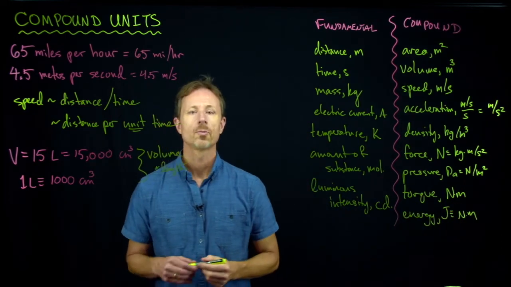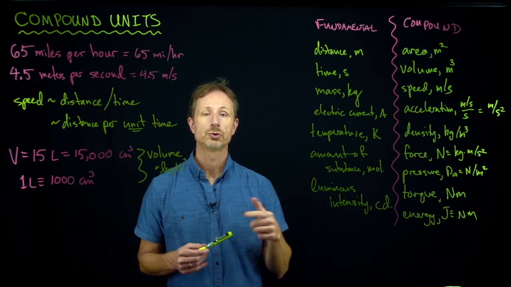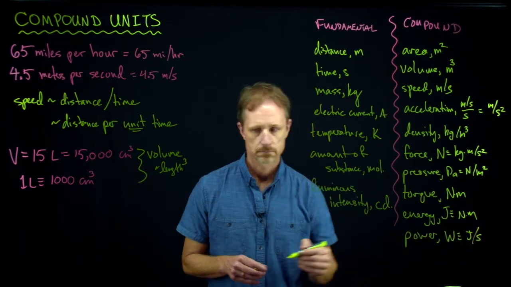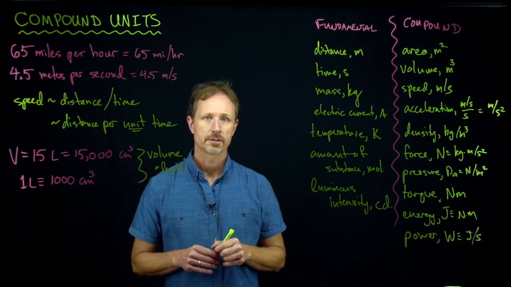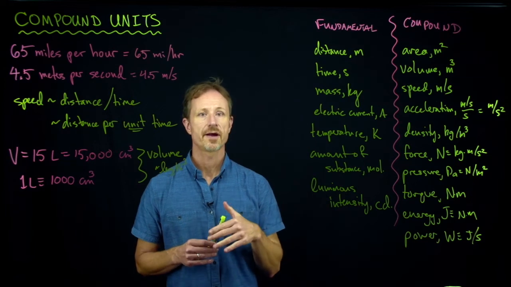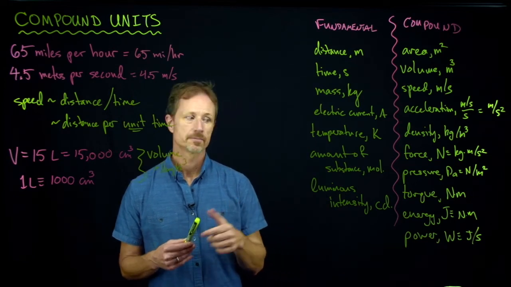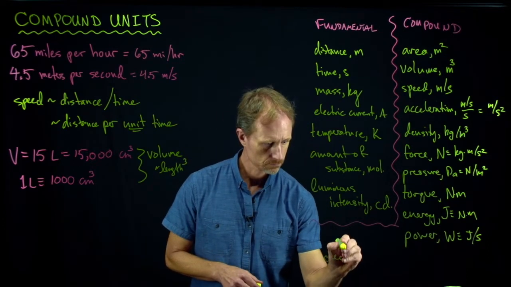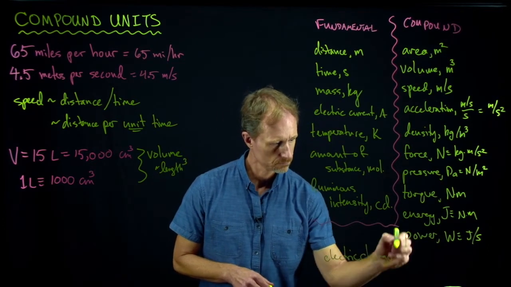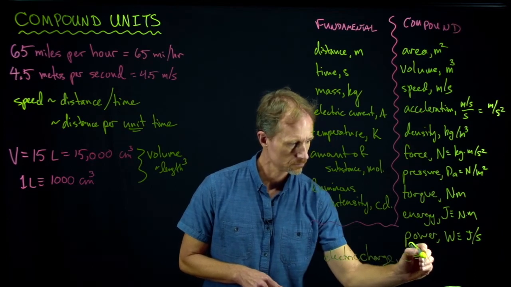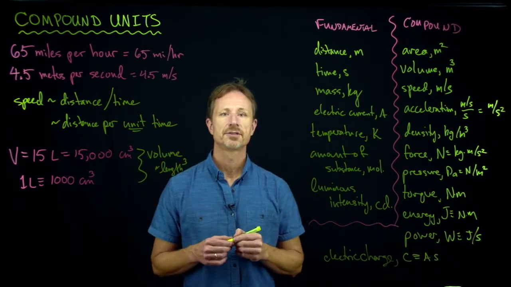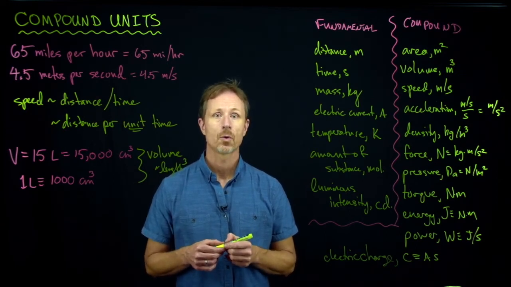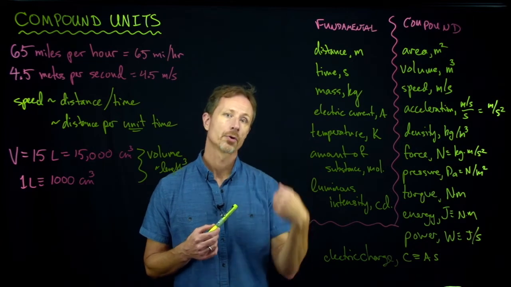Power in watts, where a watt is defined to be a joule per second. Electric charge in coulombs, where a coulomb is defined to be 1 ampere times 1 second. And electric potential difference, also called voltage, in volts, where a volt is defined to be 1 joule per coulomb.